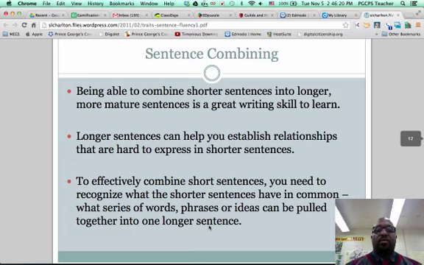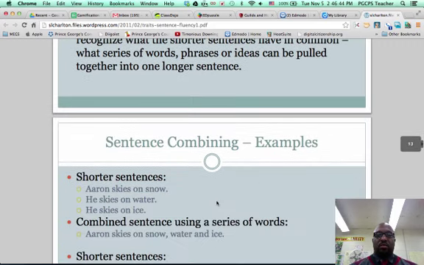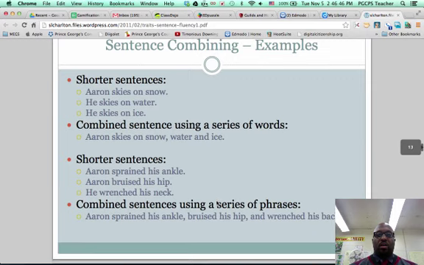So sentence combining. We want to make sure that we combine shorter sentences into longer, more mature sentences. It is a good skill to learn. Longer sentences can help you establish relationships that are hard to express in shorter sentences. It also helps with variety in your piece. So to effectively combine short sentences, you need to recognize what the shorter sentences have in common and then pull those together into one longer sentence. And here are a few examples for you to look at, take notes.